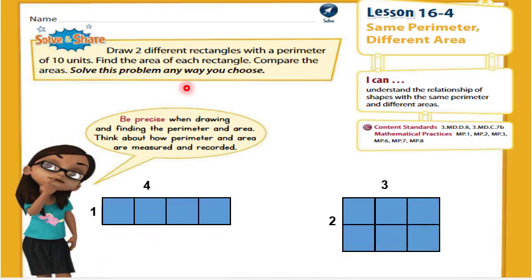And now I have two rectangles on my screen. Now let's find out the perimeter of this first one. Quickly tell me, how can I find perimeter? Excellent. We have to add all the sides. So what is the measurement of this side? Excellent. It's 1 unit because this is 1.